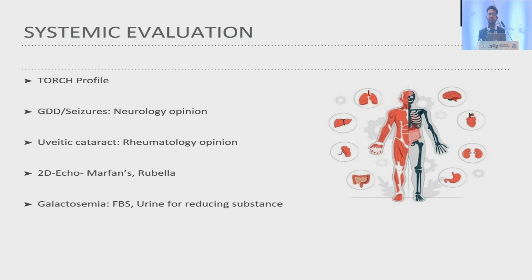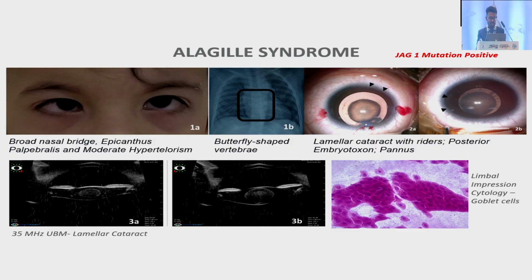Now, there are various syndromes which can be associated with a congenital or developmental cataract. Some of the syndromes which we have come across at our center include a JAG1 mutation, in which the associated features are a broad nasal bridge and an epicanthus palpebralis, butterfly-shaped vertebrae, lamellar cataract with riders as shown in this image, and a posterior embryotoxon. And these have associated limbal stem cell deficiency. So on impression cytology, we found goblet cells on the cornea.